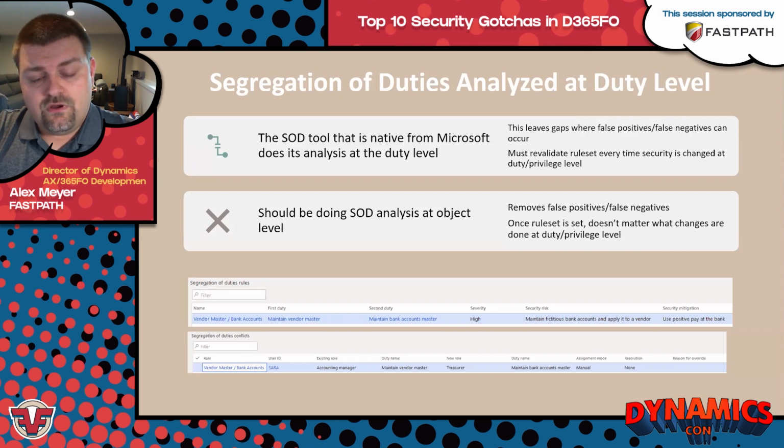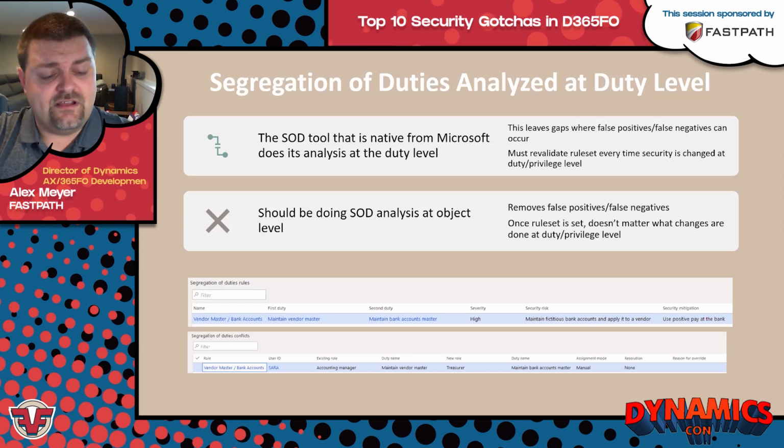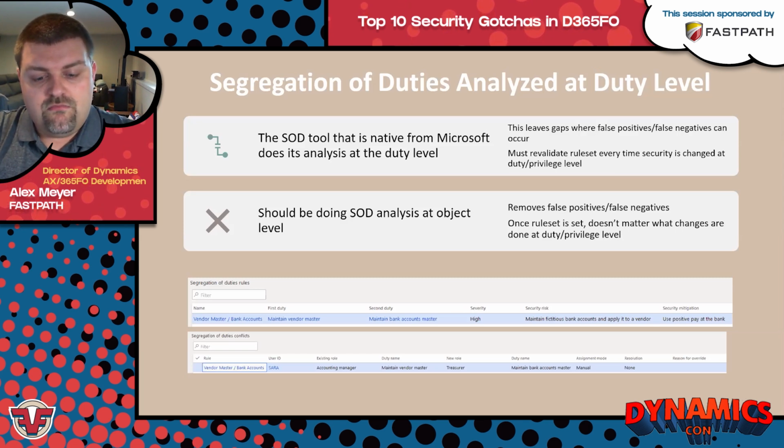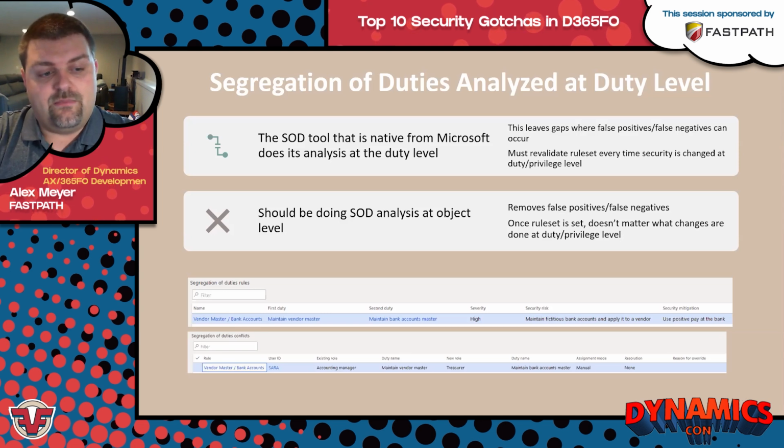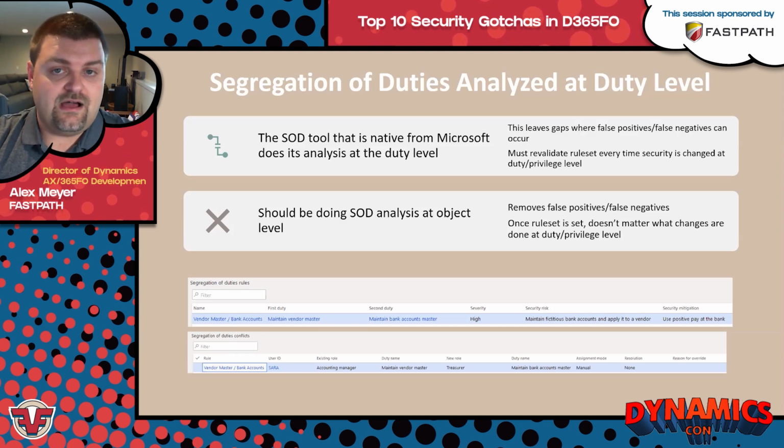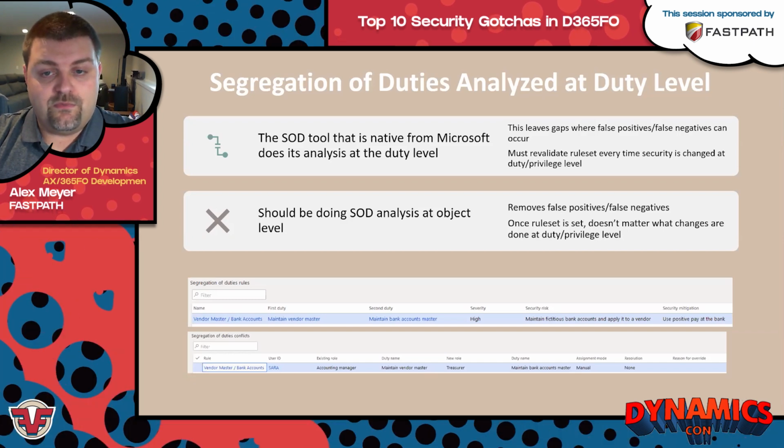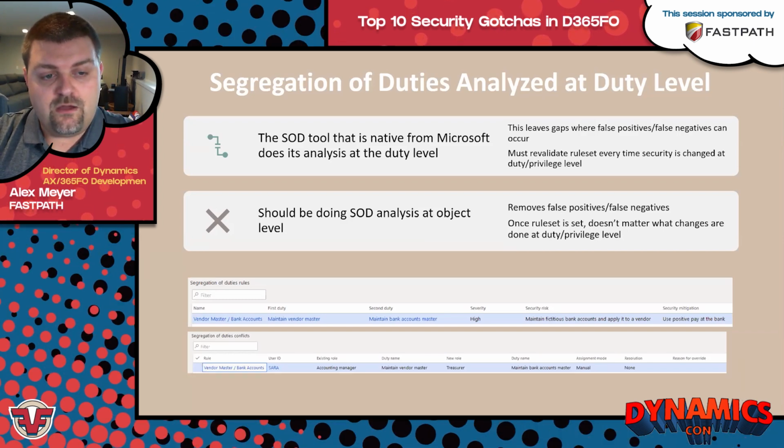And it also leads to what I call security churn, in that you have to revalidate your rule set every time security is changed at a duty or privilege level. So if you go in and make a change to duty or privilege, you have to revalidate your entire rule set to determine whether or not the rules that you have set up are still valid. And so, those two areas make it very difficult to use that out of the box system if you do have a high level of requirements from an audit perspective for segregation of duties.